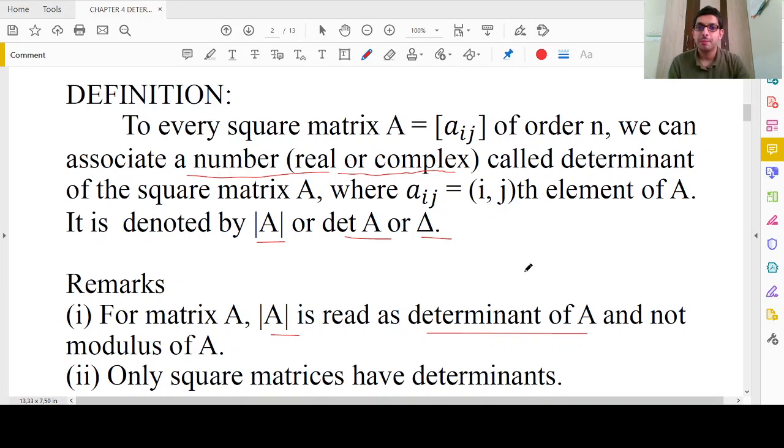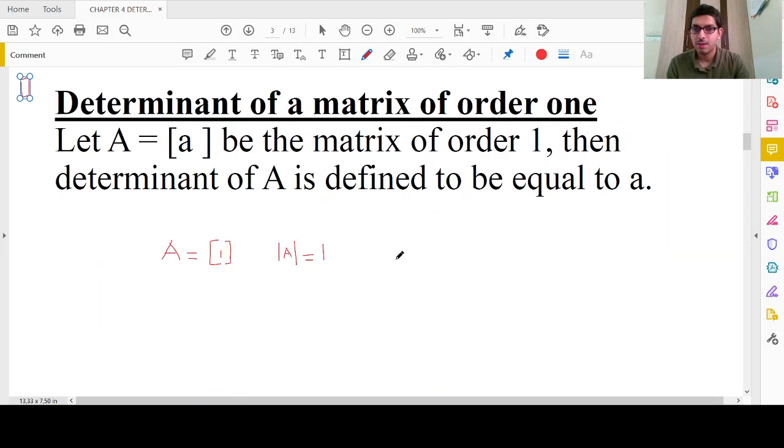So once again I repeat, for every square matrix there exists a number. That number can be either real or complex, and that number is known as the determinant of the square matrix. Remember that a matrix was an arrangement of numbers, whereas a determinant is a number corresponding to a square matrix.